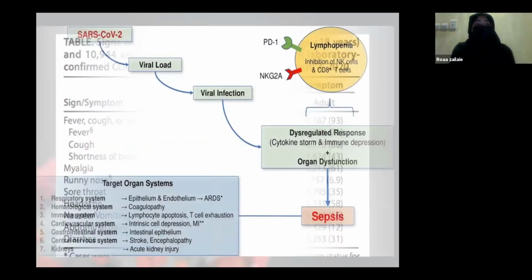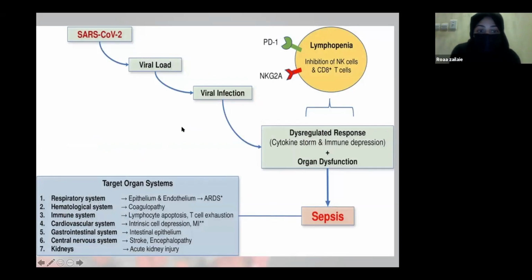Although COVID-19 can cause other symptoms like a dysregulated response, cytokine storm, and immunodepression, it can cause organ dysfunction with a sepsis-like picture. It can affect any organ: the respiratory system, which causes ARDS; the hematological system, which can cause coagulopathy; the immune system; the heart, which can cause MI; and also the GI system, which can cause intestinal gangrene or abdominal pain. It can cause stroke, encephalopathy, and also acute kidney injury.